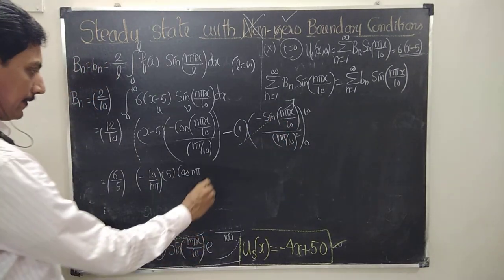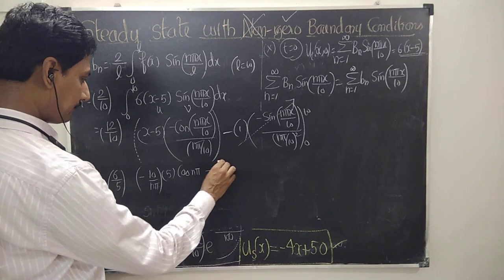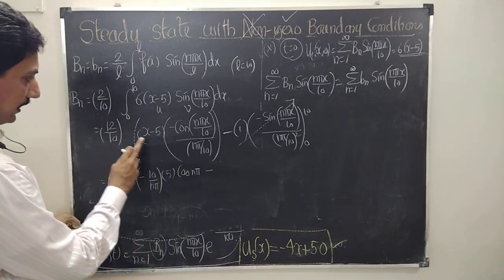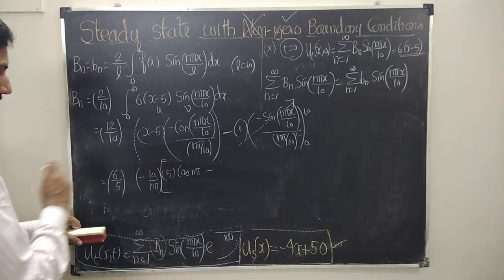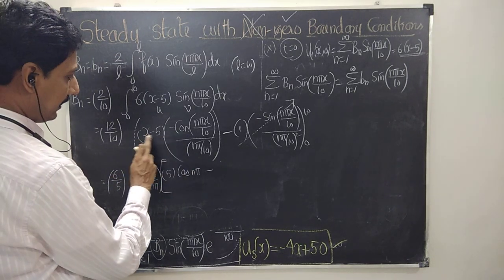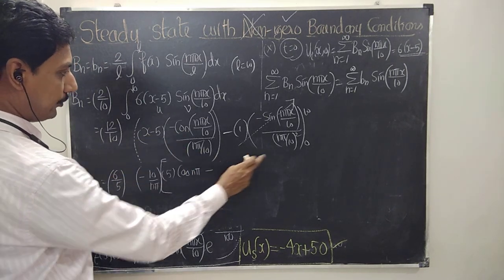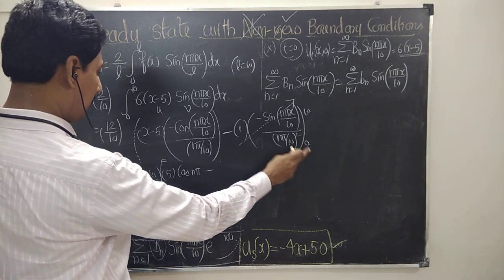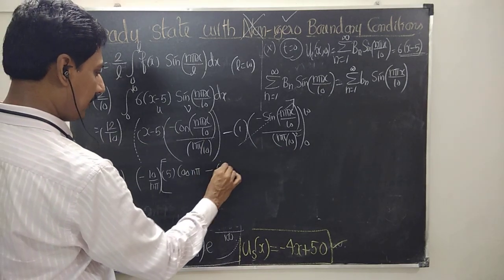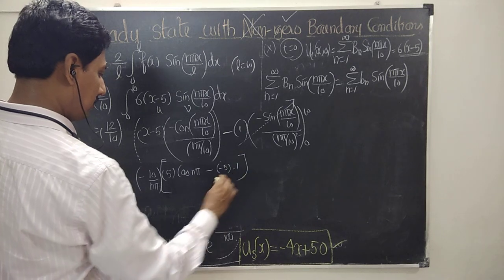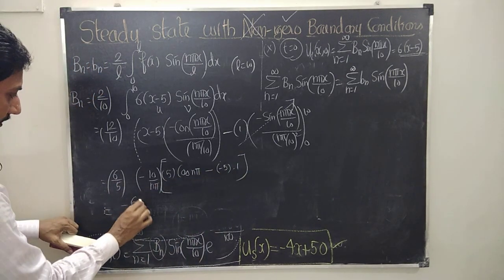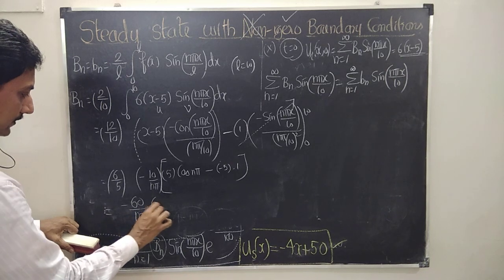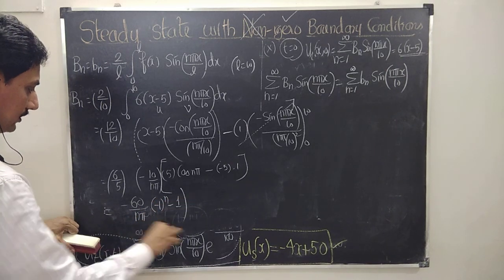Let's leave it. Now minus 10 by n pi is common here. So 10 minus 5 is 5 cos n pi. By putting x equal to 0, minus 5 into cos 0, which is 1, so minus plus 5, with 5 taken outside. So this gives minus 60 by n pi. Cos n pi value is minus 1 whole power n minus 1.